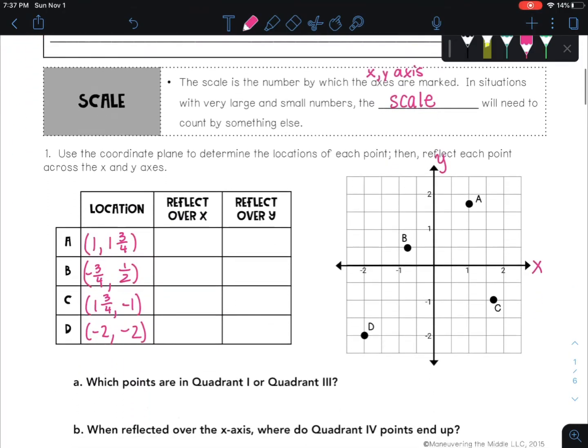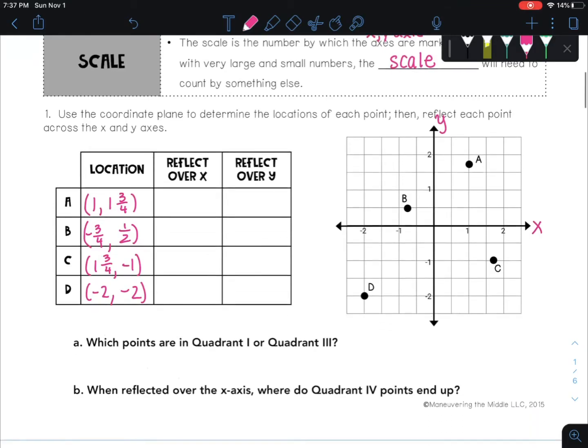Okay? So this is called scale. And we do this a lot with our axes because sometimes we have really big numbers and sometimes we have really small numbers. And when that happens, you need a scale that makes it so that everything fits and makes sense. If you have really tiny fractions, you don't want to count by hundreds because you wouldn't be able to see what was going on.